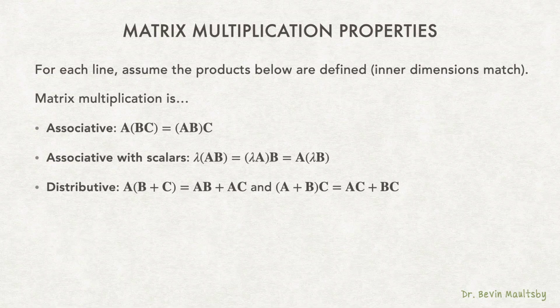Matrix multiplication is also left distributive and right distributive, as I've written out here. So A times the sum of B and C is AB plus AC. And similarly, if I take A plus B and multiply that from the right with C, that is AC plus BC. These properties should remind you a lot of regular multiplication between numbers.